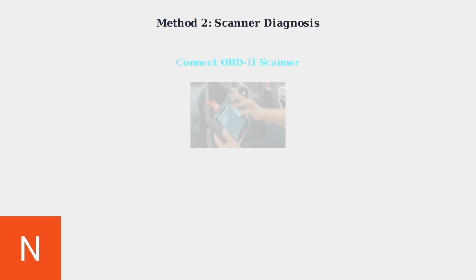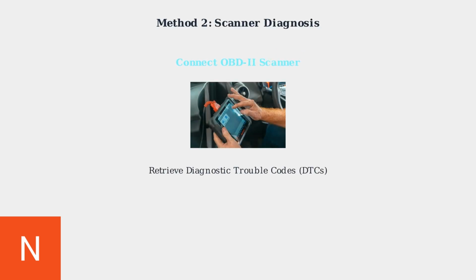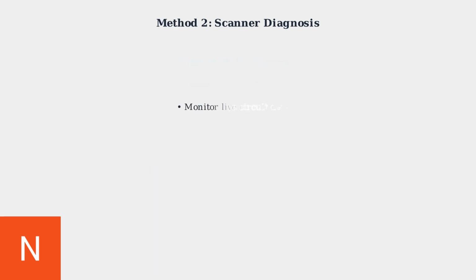For more precise diagnosis, connect an OBD2 scanner to your vehicle's diagnostic port. The scanner will retrieve specific diagnostic trouble codes that pinpoint exactly which circuit or component has failed. Advanced scanners can monitor live data from light circuits, perform actuator tests to verify component operation, and clear diagnostic trouble codes after repairs are completed to reset the warning system.